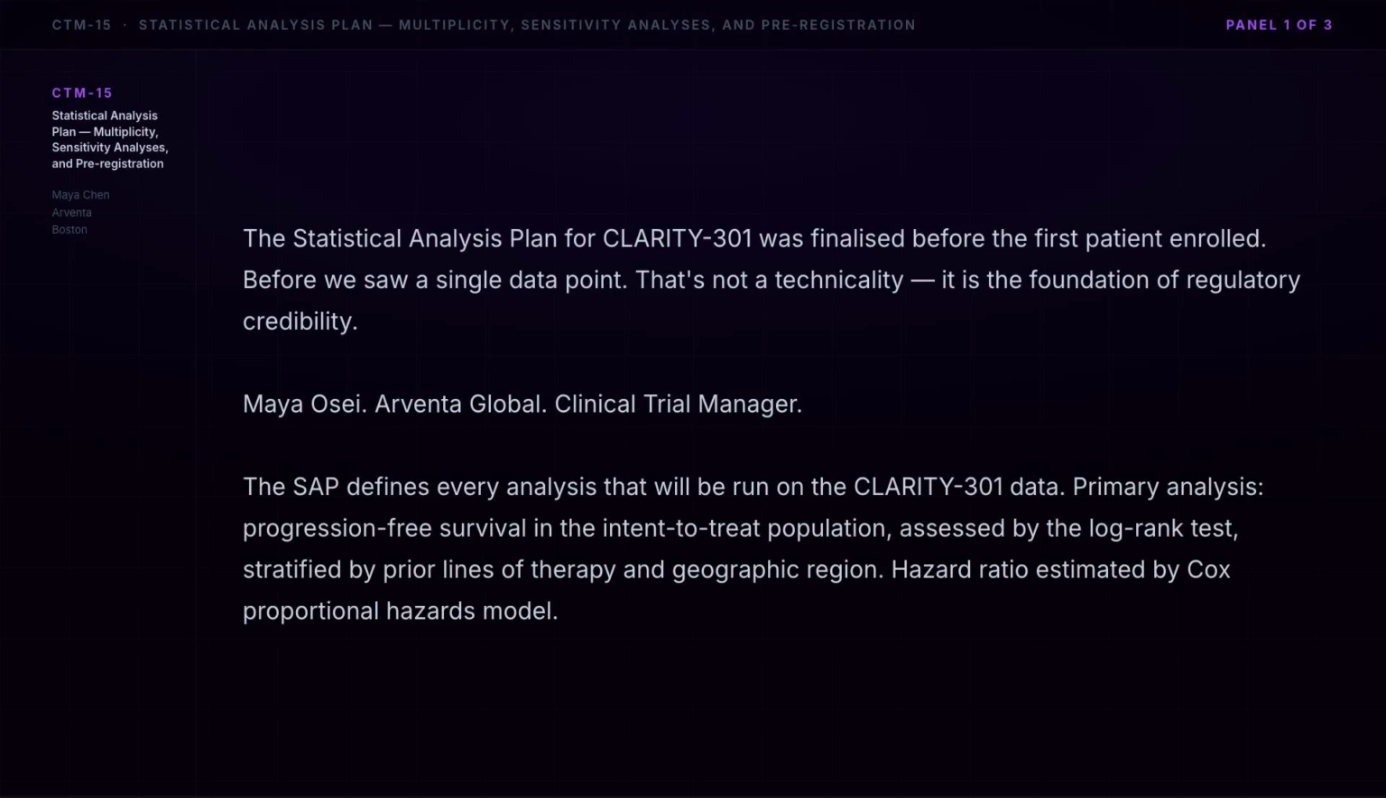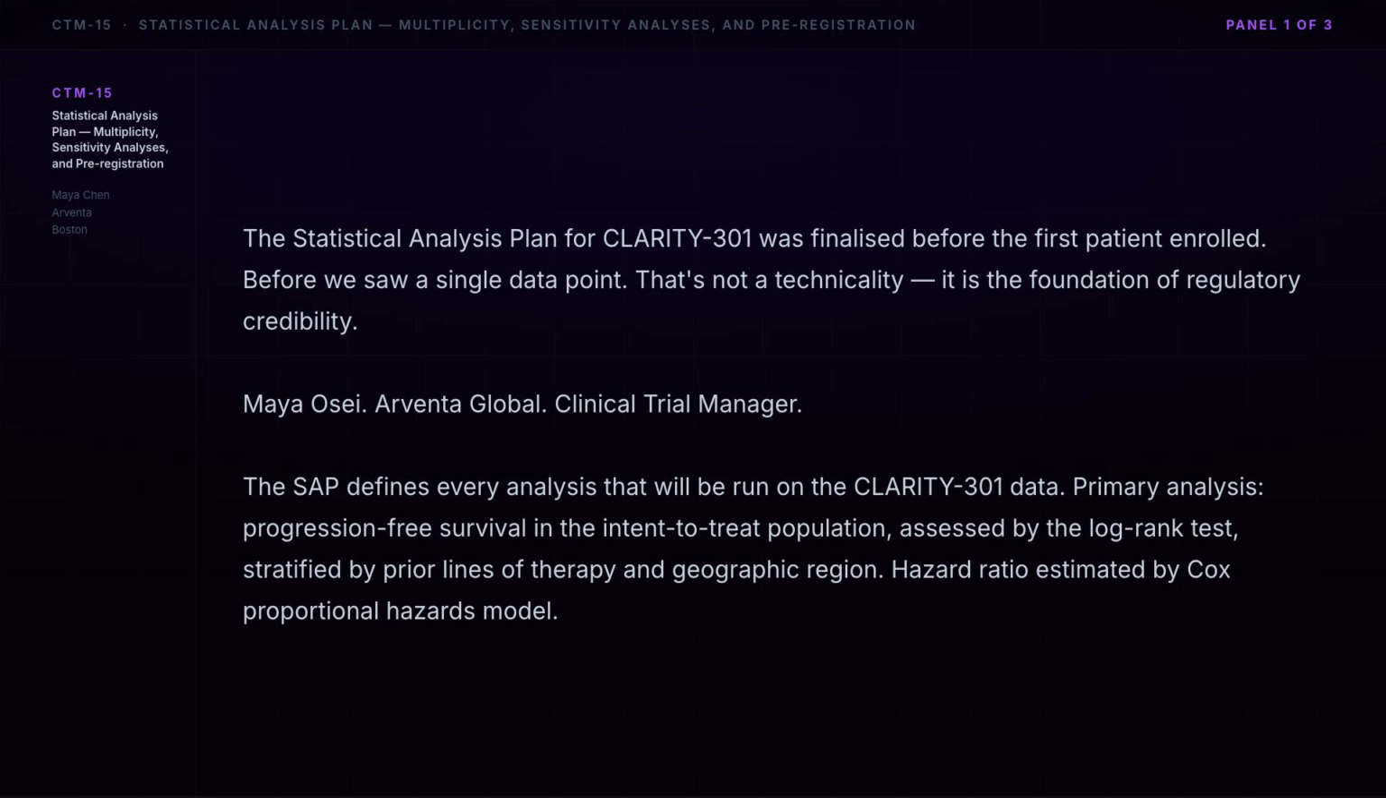The statistical analysis plan for Clarity 301 was finalized before the first patient enrolled, before we saw a single data point. That's not a technicality, it is the foundation of regulatory credibility. Meyer Osei, Arventa Global, Clinical Trial Manager.